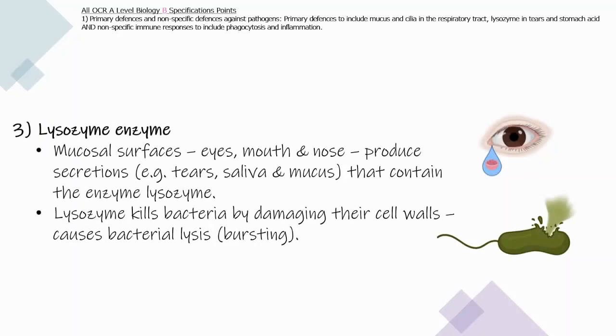We then have lysozyme enzyme. Mucosal surfaces such as the eyes, mouth and nose all produce secretions, so we have tears, saliva and mucus. These secretions contain the enzyme lysozyme, and the lysozyme kills bacteria by damaging their cell walls. So it causes bacteria to burst, which is known as bacterial lysis.